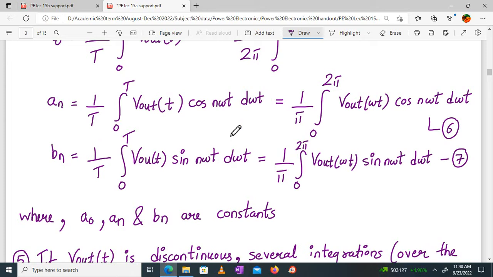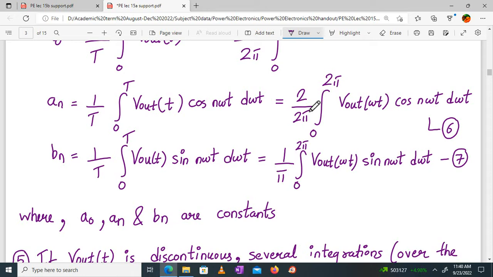1 upon T, 0 to T, V out of t, cos n omega t, d omega t. Now my question is, why is it written 1 upon pi? It's actually not written 1 upon pi. Are you understanding? It's 2 upon 2 pi. So that becomes 1 upon pi actually. So that is 0 to 2 pi V out omega t into cos n omega t, equation number 6. Similarly, in equation number 7, for Bn we have sin n omega t.